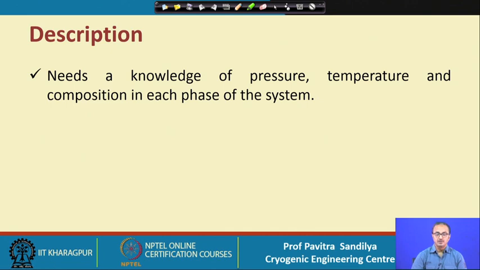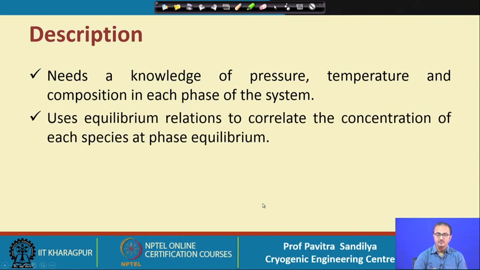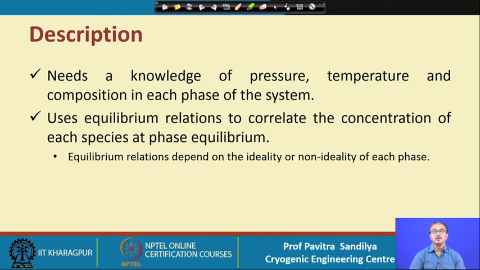Now, to describe the equilibrium, we need to know the pressure, temperature, and the composition in each of the phases in the system. And to analyze it, we need to know the various types of equilibrium relations which will correlate the concentration of each species which are at equilibrium in the various phases present. Please note that equilibrium may involve more than two phases. Two phases are a must, but it may involve three phases also. So, we may have two liquid phases and one vapor phase, or liquid, solid, and vapor. These equilibrium relations depend on the ideality or non-ideality of each phase, about which we shall see in a short while.